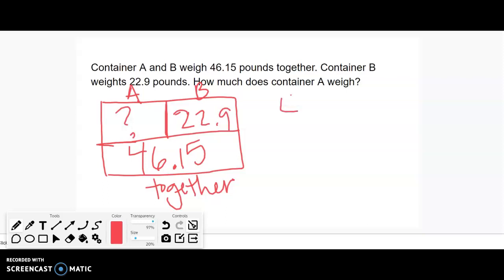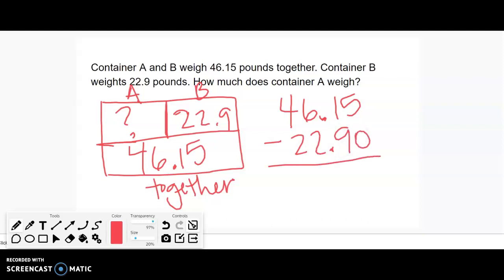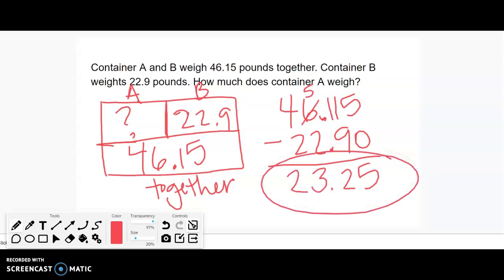Subtract. So I can subtract 46 and 15 hundredths minus 22 and 9/10. Put my 0. 5 minus nothing is 5. 1 minus 9 I cannot do. Borrow, that becomes a 5. 11. I know I go fast through the borrowing, so if you need me to help you out more, I'm more than happy to do that. I'm not going to spend my time showing you that in the video.